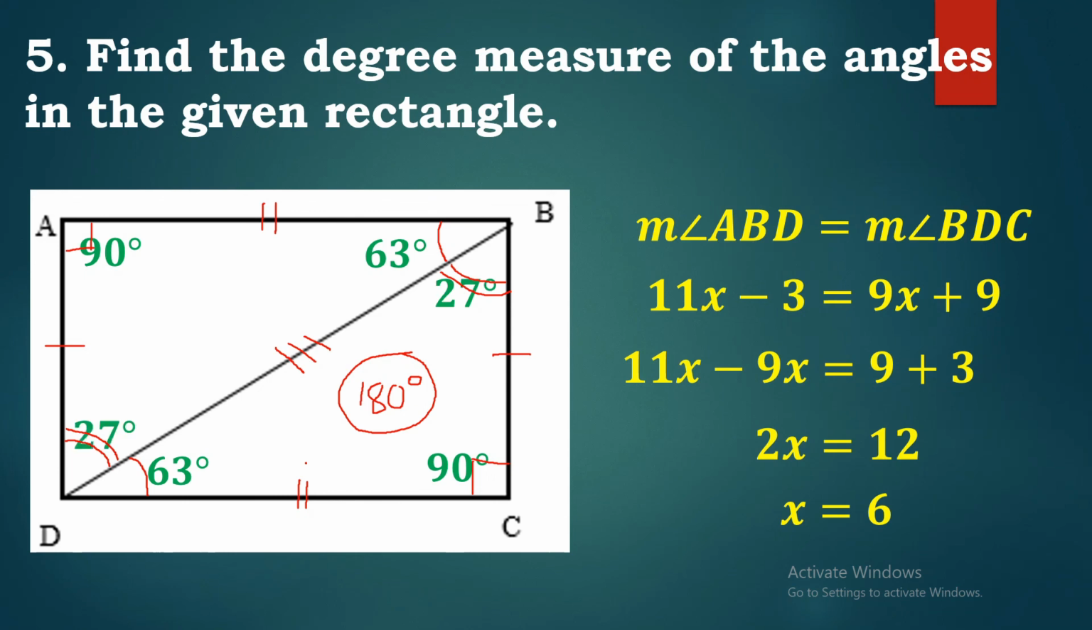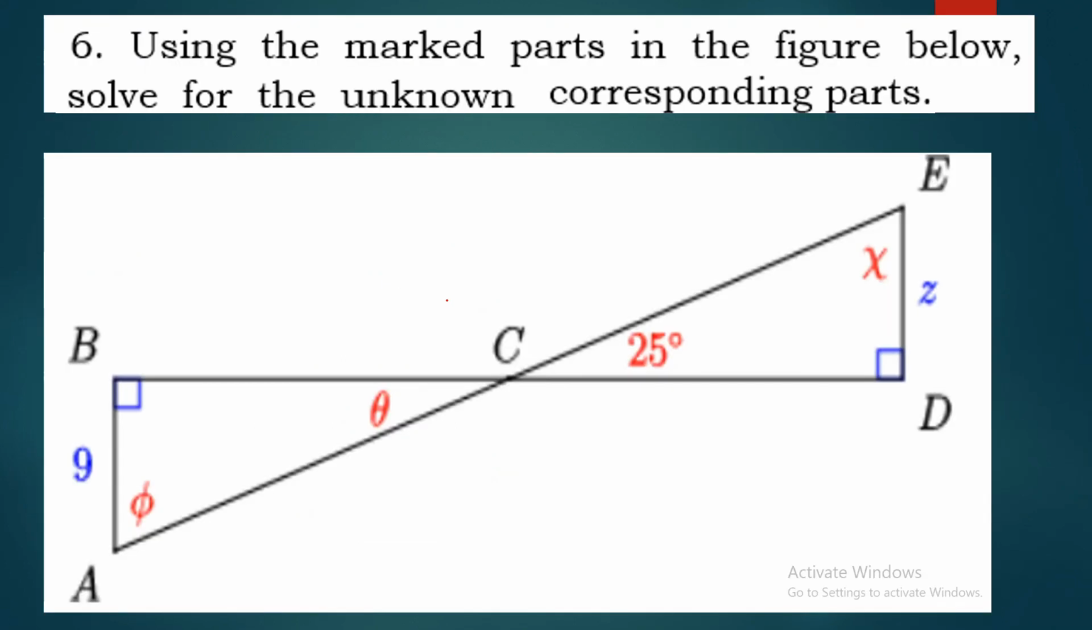So now we already identified all the degree measures of the angles in the given rectangle. We have 90 degrees, 63 degrees, and 27 degrees. Let's now have the last example. Using the marked parts in the figure below, solve for the unknown corresponding parts. So we have to look for the value of this Greek letter theta and Greek letter phi. Then we have here x and z.